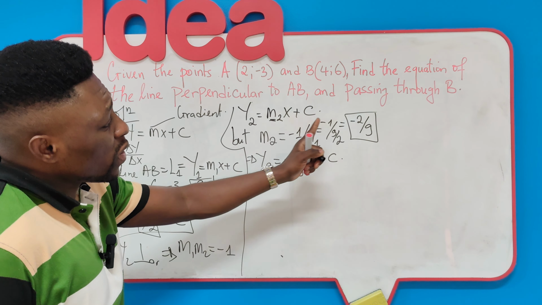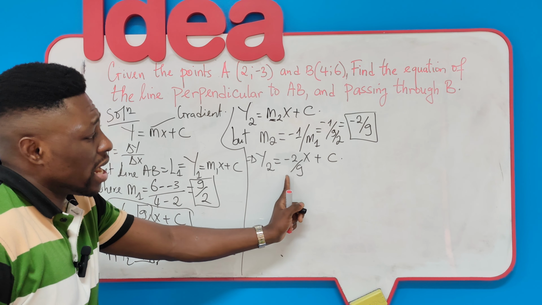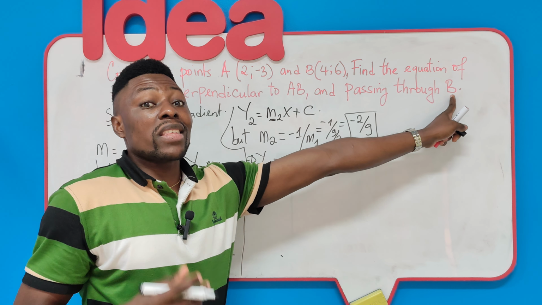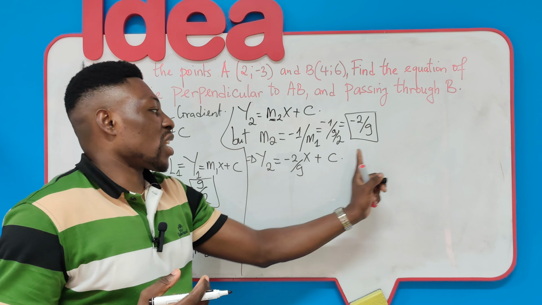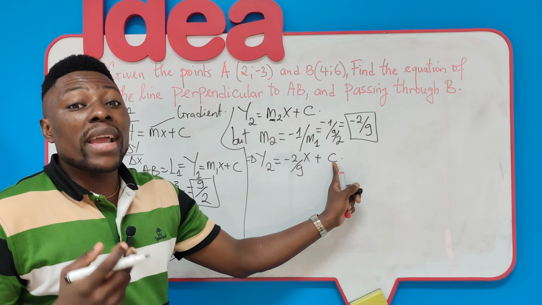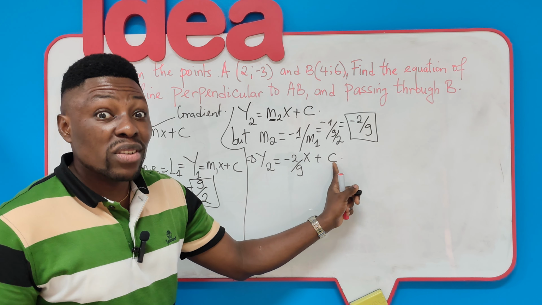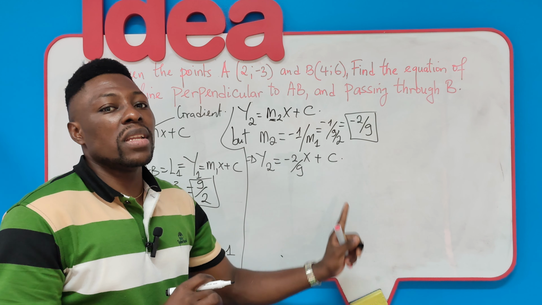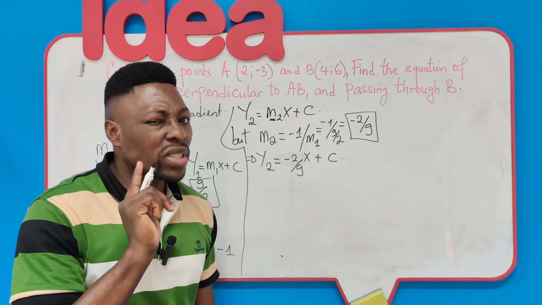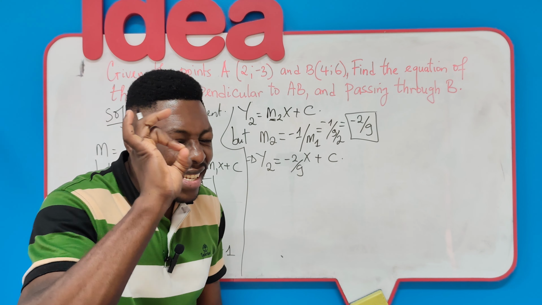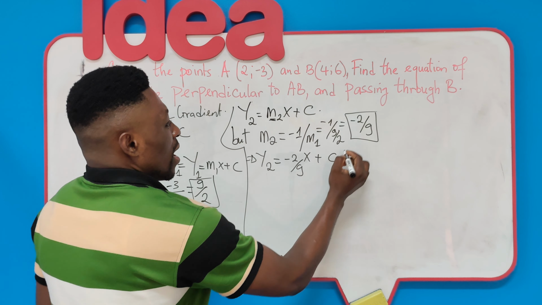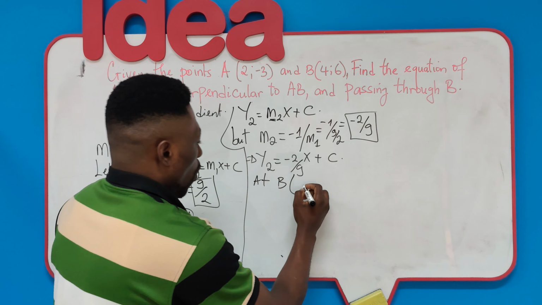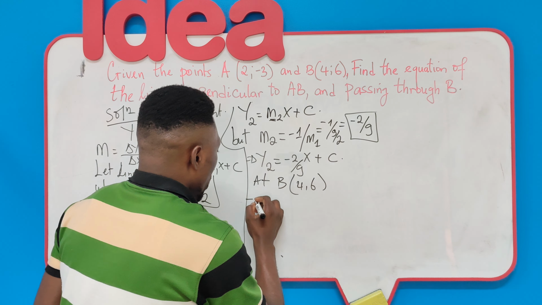Now they have been specific enough to say that this second line, which is perpendicular to this line, passes through the point B. Now this information is vital for us to calculate the y-intercept. No need to remind you that the y-intercept is the portion of the graph where the curve touches the y-axis. And of course, at this point, the x-coordinate is 0. Okay, so at B, which is (4, 6), we have that.